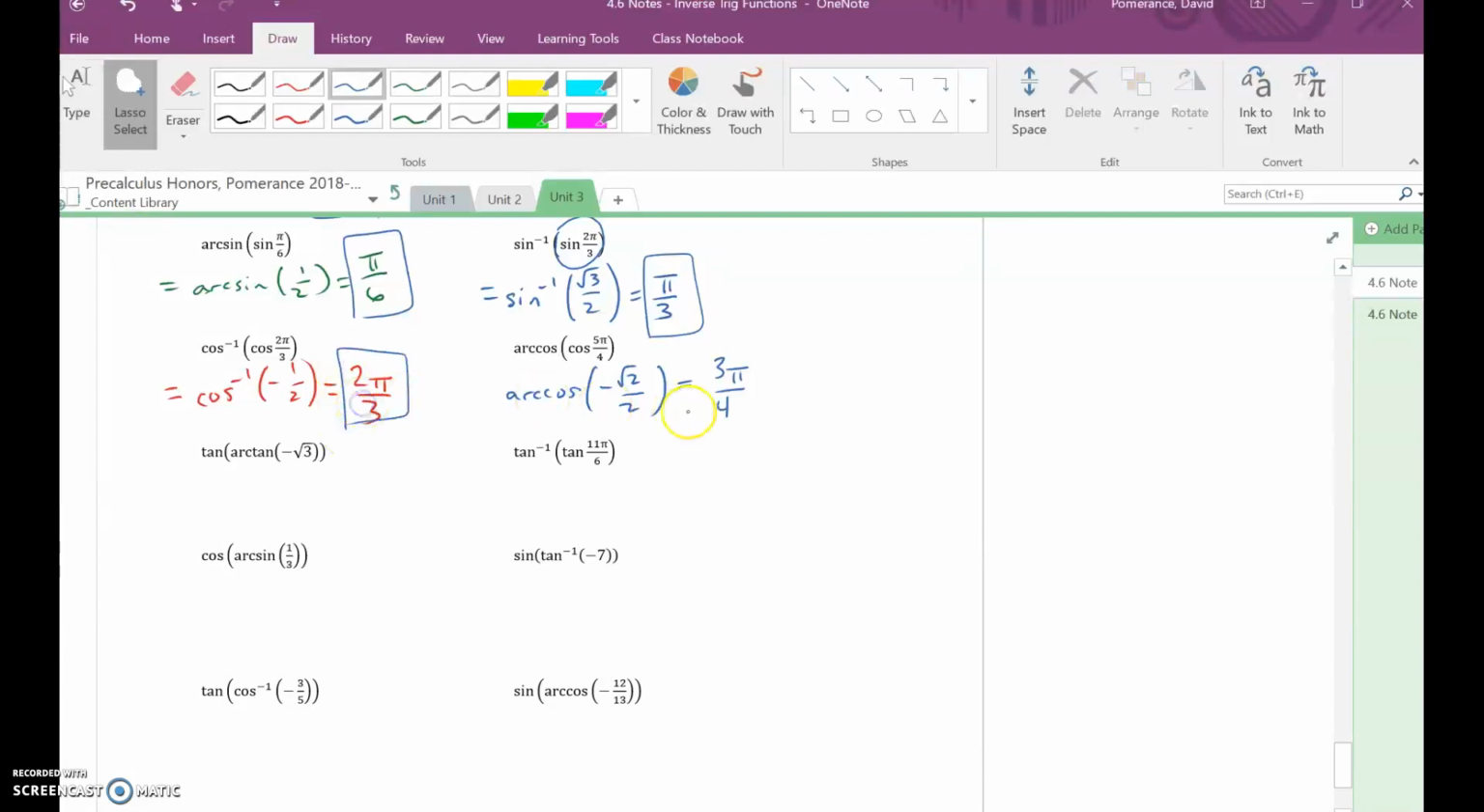So those are just more of the same. So we'll keep on going. The arctan of negative root 3. The arctan of negative root 3, well, that would be negative pi over 3.